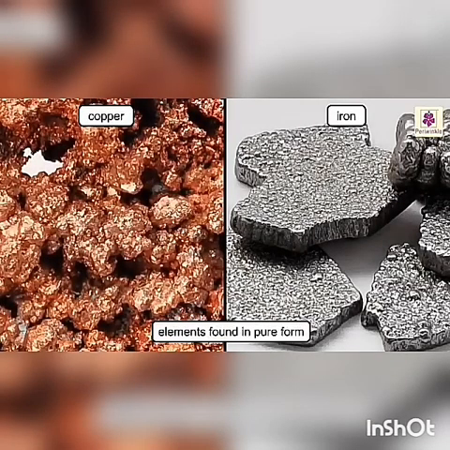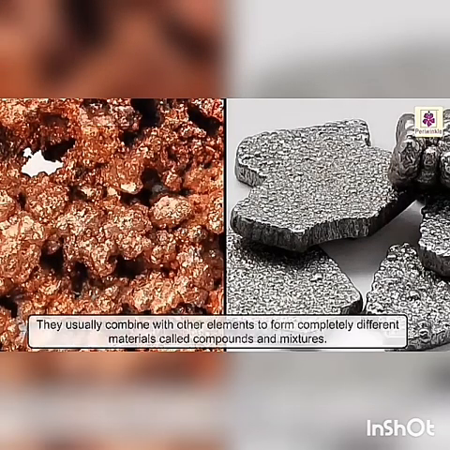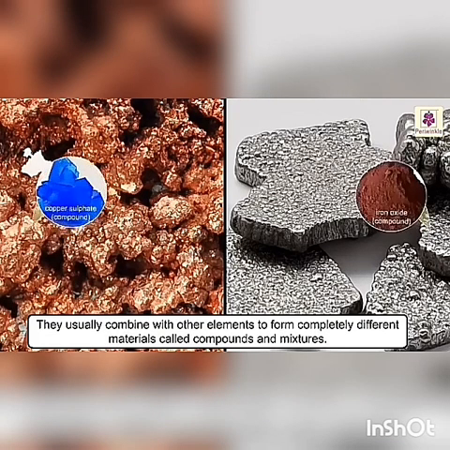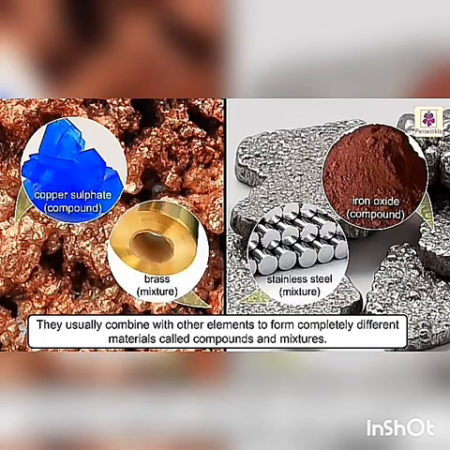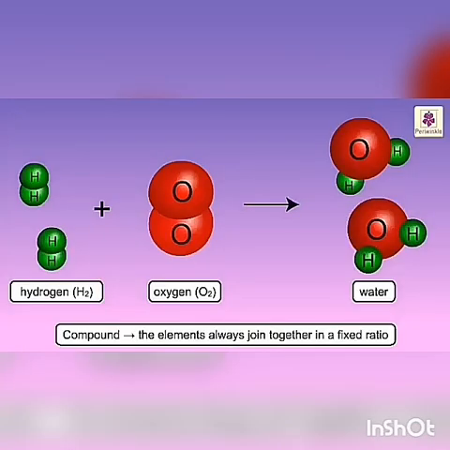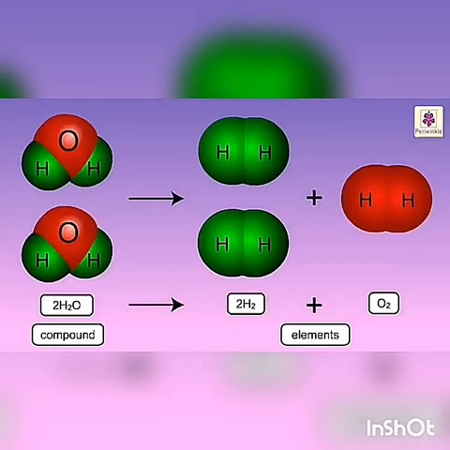Few elements are found in pure form. They usually combine with other elements to form completely different materials called compounds and mixtures. In a compound, elements always join together in a fixed ratio. Compounds can be separated into their elements, but an element cannot be broken down to anything that is simpler.